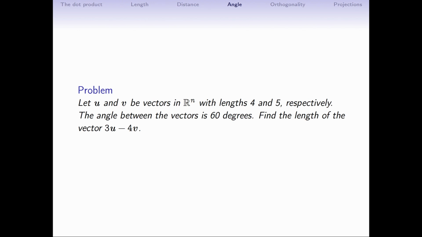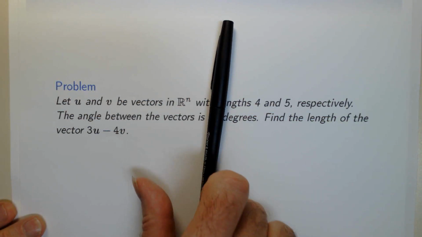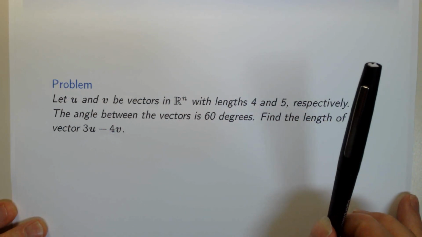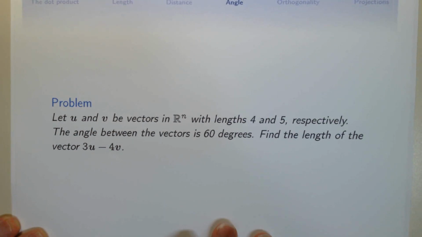Now, let's head over to the document camera and put all the pieces together and find the length of this vector. But this might be a good time for you to pause the video and think about what you would do. All right, so I'll meet you over at the document camera. All right, welcome to the camera. Let's take a look at this problem. We want to find the length of the vector 3u minus 4v. So this is our goal.